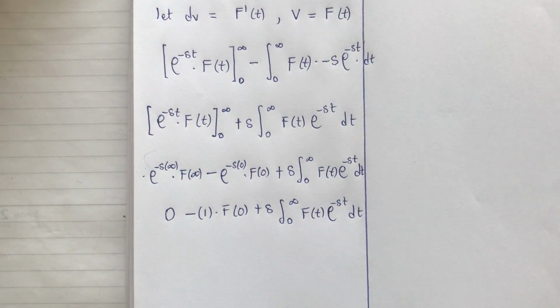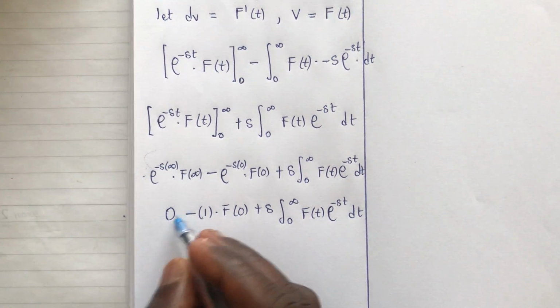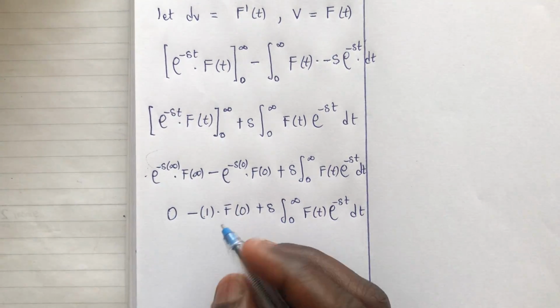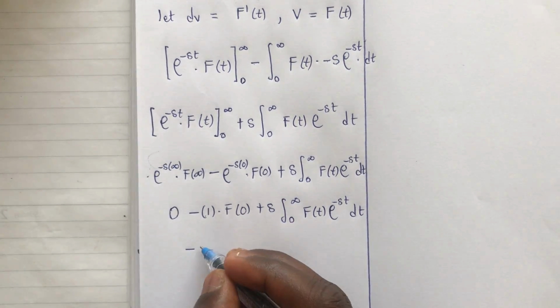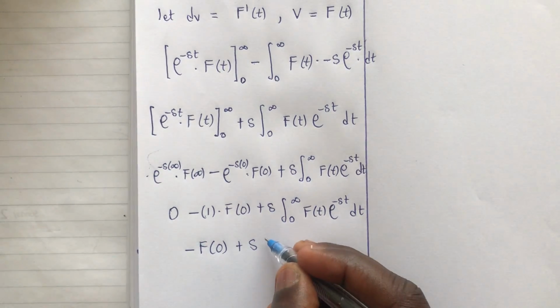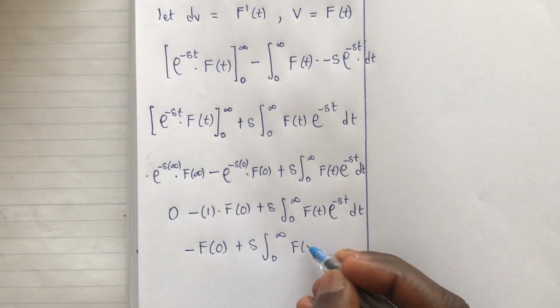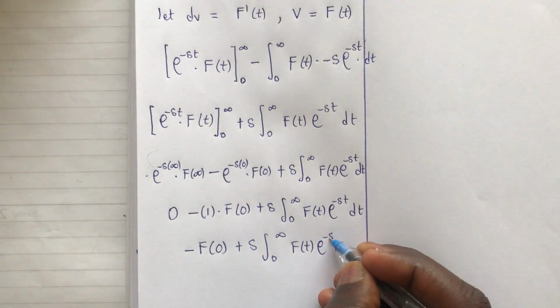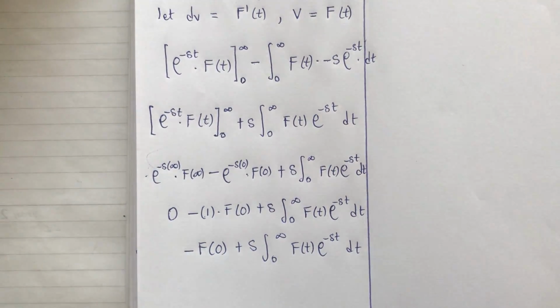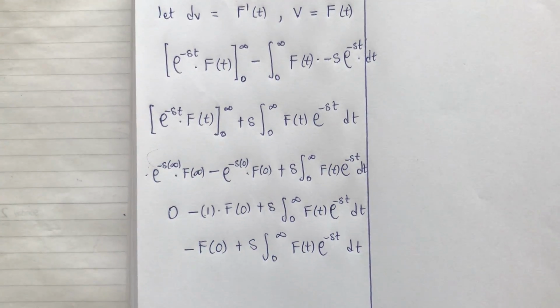So from here, we can now use f of 0 to multiply negative 1. Forget about this 0. So when you multiply this, this is minus f of 0 plus s integral 0 to infinity f of t e minus st dt. Now we are done with the calculation, but we need to start applying knowledge.